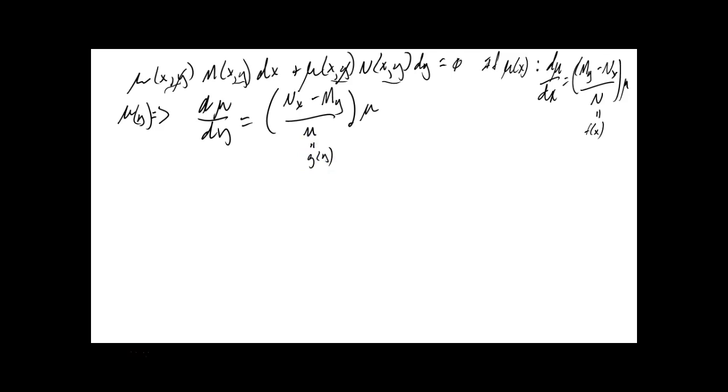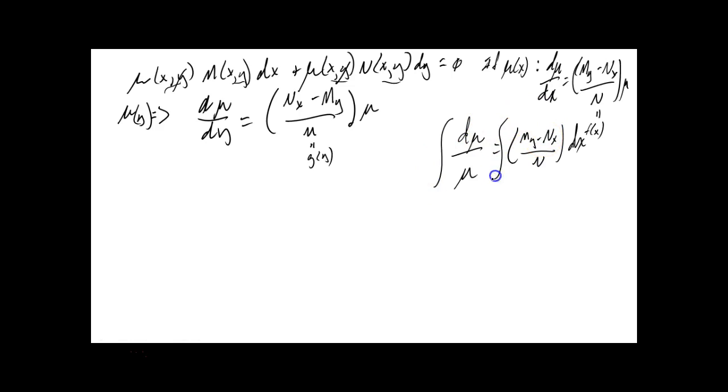Now, let's integrate one of those and see what we have. Want to do this one first? All right. If this is a function of x, there's a mu, then we can say this: d mu over mu is equal to this thing here, m sub y minus n sub x over n, all a function of x, dx. And remember, this is all a function of x.